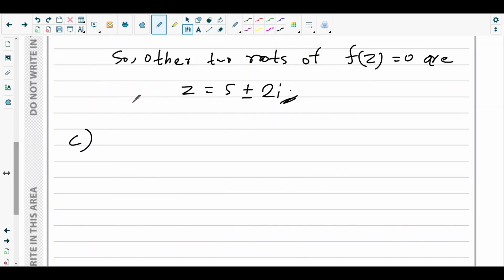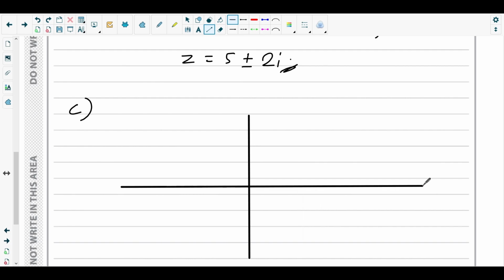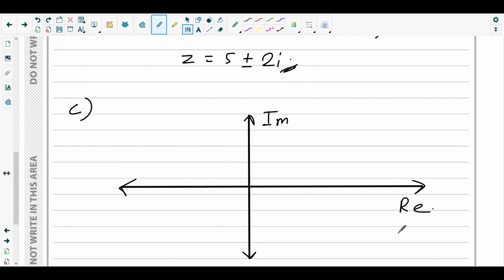Okay, so this is for part C. Let's draw the axes of the Argand diagram first. So this is the y-axis. On the Cartesian axes, this is the x-axis, but for an Argand diagram, we consider the vertical axis for the imaginary part. And the horizontal axis is the real axis, for the real part of the complex number. So the first one is z equals 3.